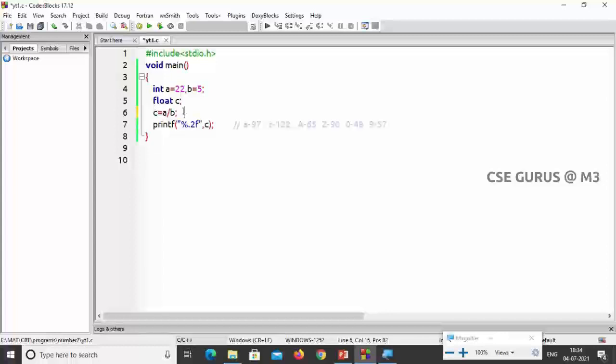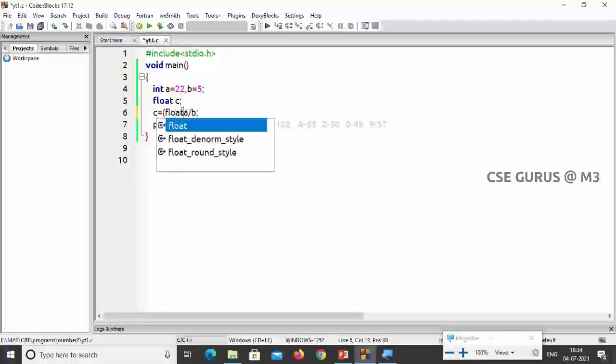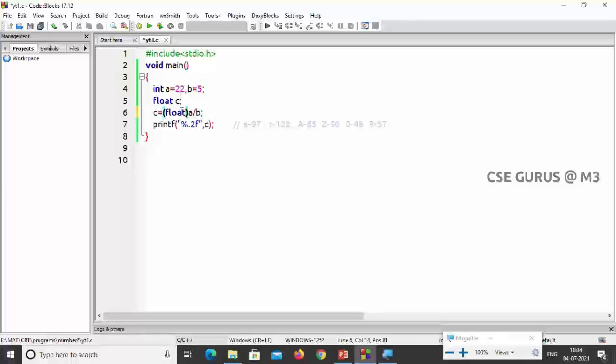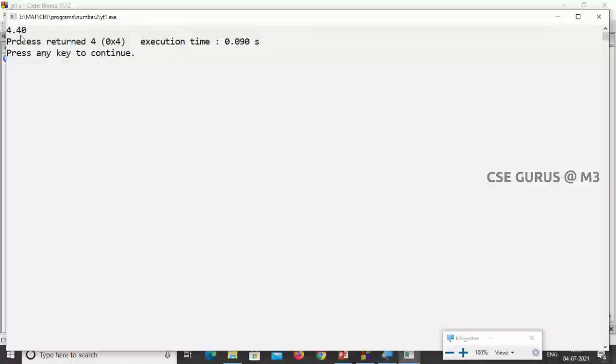But in order to get the float value, you have to do typecasting. Anyway, I'll explain this clearly in the typecasting video, how to make type conversions, everything. Right now, there is one rule: if you take integer by integer, the result will be integer. Integer by float, result will be float. Float by integer, result will be float, and float by float, the result will be float. You can see now, I think you will get the answer. Now A value is converted from integer to float. Now the answer you can see, yes, 4.4.